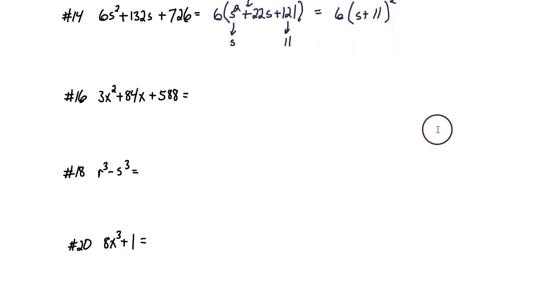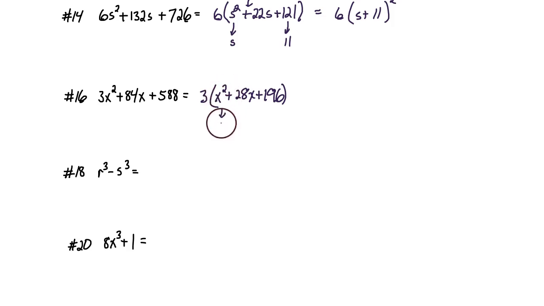Number 16, all of the numbers will divide by 3. That leaves x squared plus, now take a calculator and go 84 divided by 3. We find out that the middle term is 28x plus, now take a calculator and go 588 divided by 3. And the last term is 196. This is a trinomial. So the only pattern that we know about for trinomials is called a perfect square trinomial. We want to test to see if it fits that.